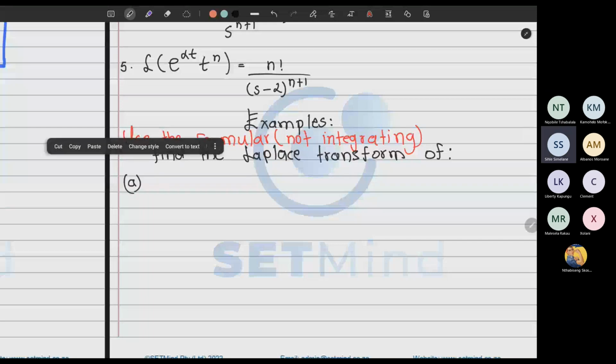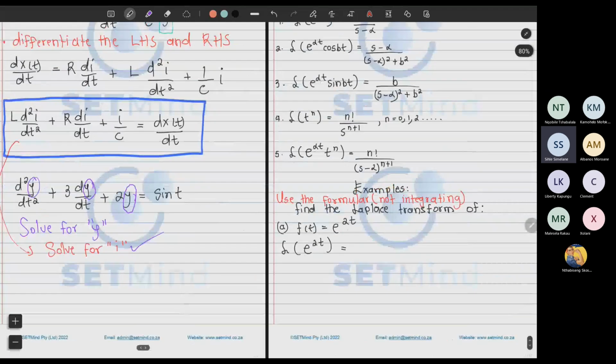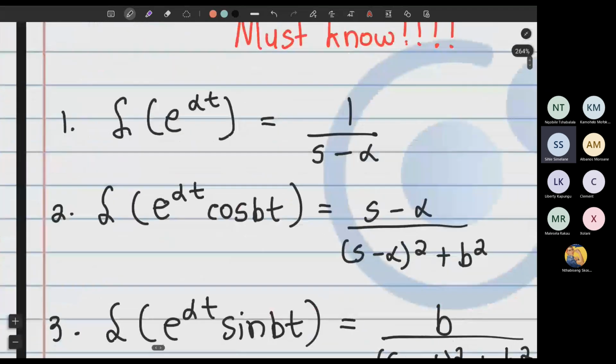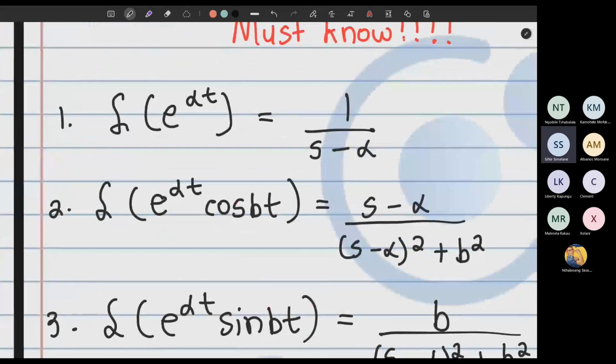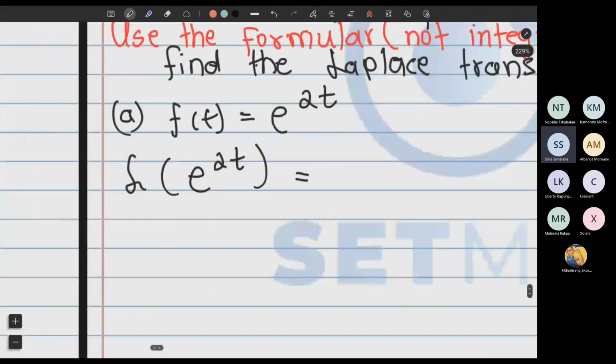So for A, what we have is our f of t is e to the 2t. So now we are looking for the Laplace transform of e to the 2t. So you should look up and say, look, what is the Laplace transform of e to the alpha t? It is simply 1 over s minus alpha. So we scroll down, we can see that the alpha is 2 there.